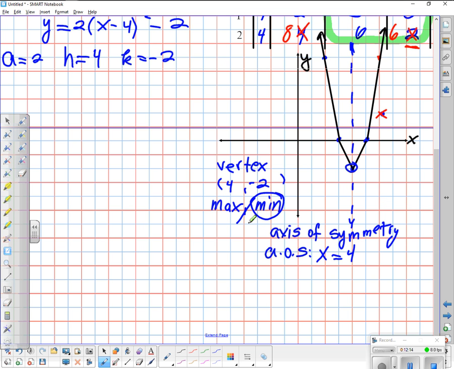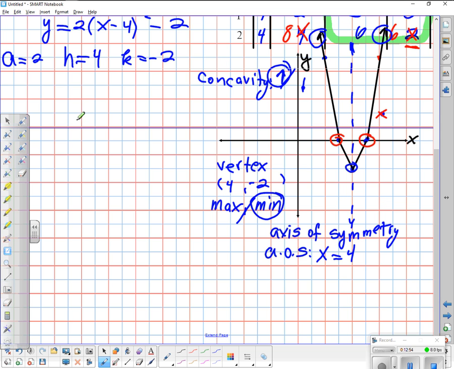Okay. And last thing you need to know is concavity. All they're asking you is which way does the parabola open, up or down? Now, how do you know if you're opening up or opening down? You look at these arrows. Okay. So either you're opening up, so in this case the concavity is upward. Upward. Okay.